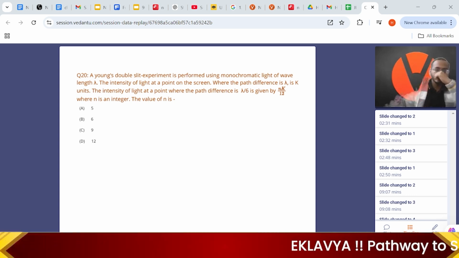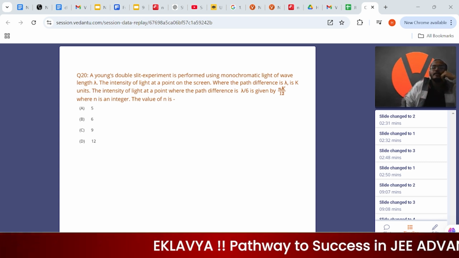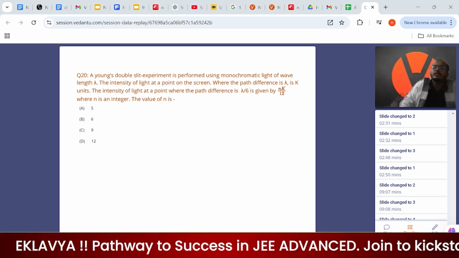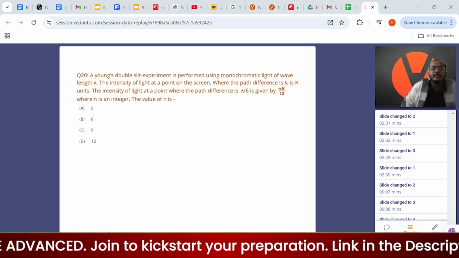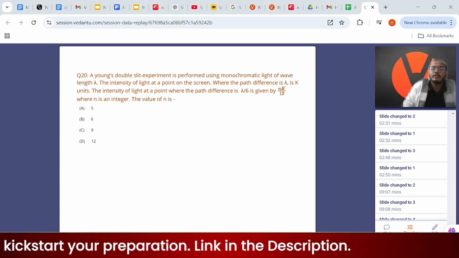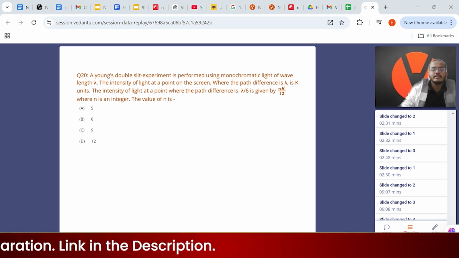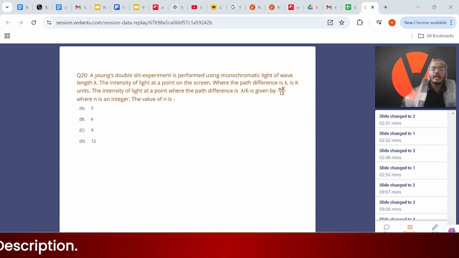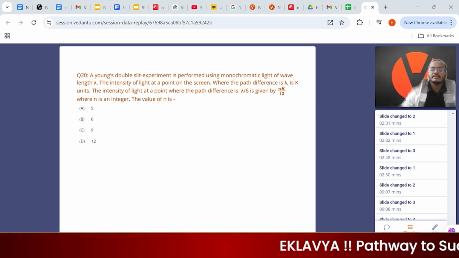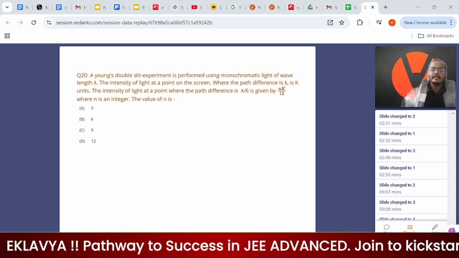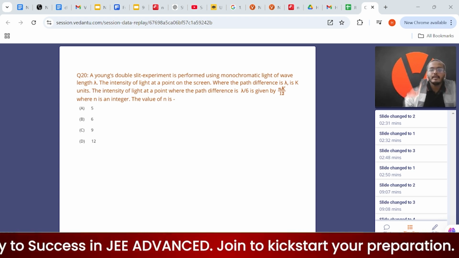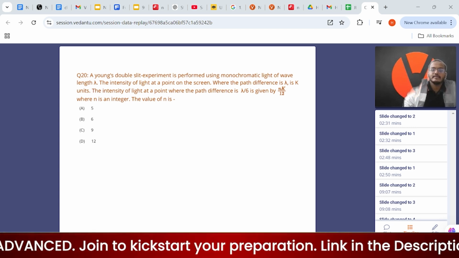Now let us do a question from optics. A Young's double slit experiment is performed using monochromatic light of wavelength lambda. The intensity of light at a point on the screen where the path difference is lambda is K units. The intensity of light at a point where the path difference is lambda by 6 is given by nK by 12, where n is an integer. Then the value of n is.